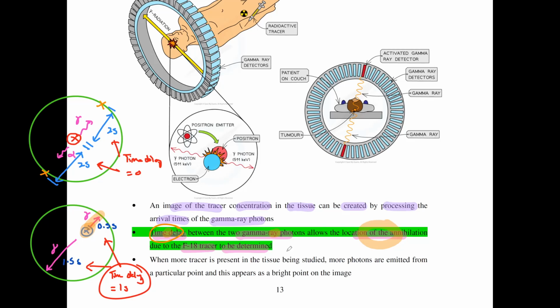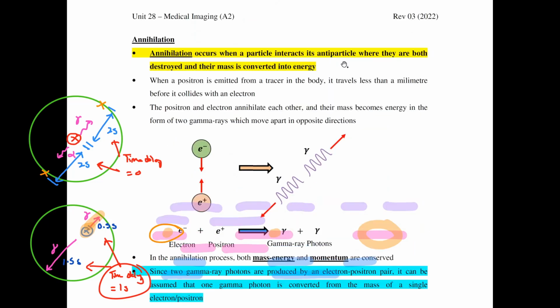Okay, now for the case where you're having a lot more tracer in the tissue being studied, this would mean that more gamma photons will be emitted from a particular point, and this will be represented as a bright point in your PET image. Okay, so this is the basic principle in which they use PET scanning to generate an image. Okay, now moving on to the calculation part of PET scanning.